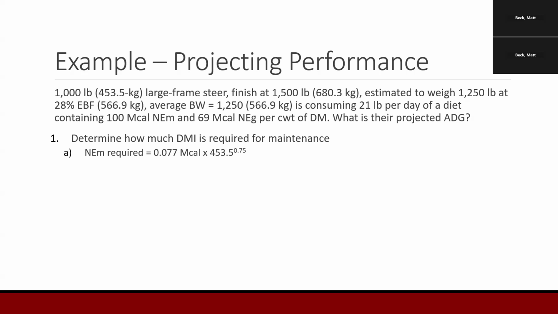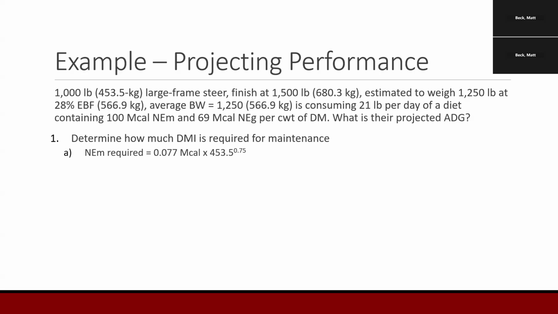So this animal is consuming 21 pounds per day. This diet is much higher energy, but would be pretty indicative of what we're feeding to finishing cattle. We'll have 100 megacals of NEM per hundredweight and 69 megacals of NEG per hundredweight. All that's on a dry matter basis. So what is their projected average daily gain? Okay, step one, we need to figure out how much dry matter is needed for maintenance. So we need to figure out how much NEM is required for this animal for maintenance.